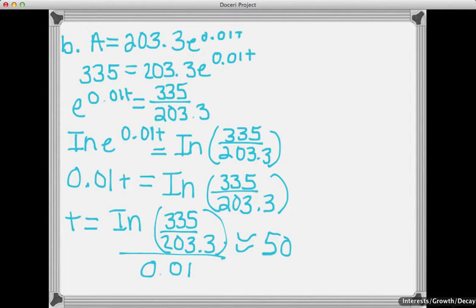Because t represents the number of years after 1970, the model indicates the U.S. population will reach 335 million by 1970 plus 50, or in the year 2020. I hope this video helps.